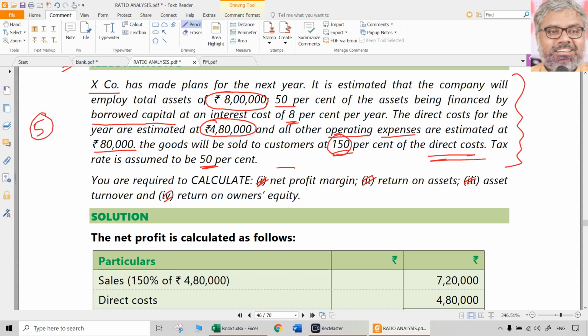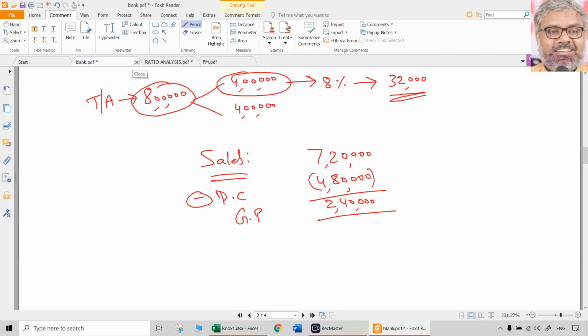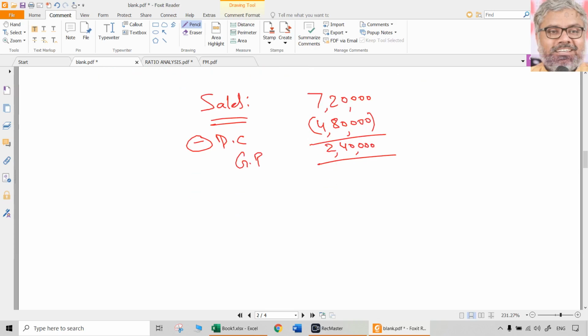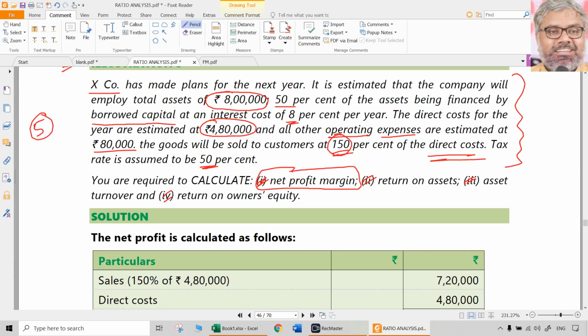But while you calculate net profit margin, for that you should first of all show the computations clearly in the form of a statement, like an income statement. Not necessarily with all big data, all the details, but a rough income statement is better to be definitely shown. Sales definitely have to be shown. Direct costs are there. Gross profit is there.